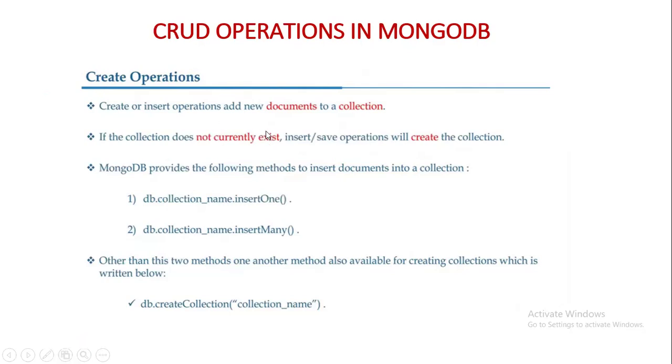If the collection does not currently exist, the insert or save operations will create the collection. For that, we are using two methods in MongoDB to insert documents into a collection. One is db.collectionname.insertOne. Another one is db.collectionname.insertMany. In insertOne, we can insert only one document, whereas in insertMany, as the name itself suggests, we can insert many documents. And we can create the collection explicitly using the command db.createCollection and the collection name.